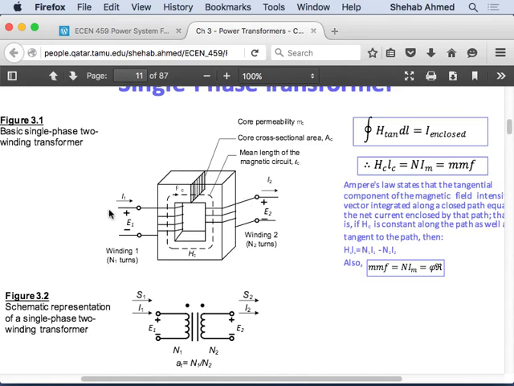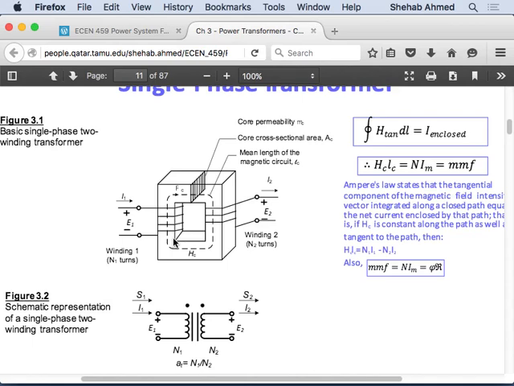Or the voltages across the windings. Here I don't have a voltage drop across this yet, so terminal voltage is equal to the winding voltage, and this is for the ideal transformer. Next, we will add some more complications, and we look at the more detailed equivalent circuit.